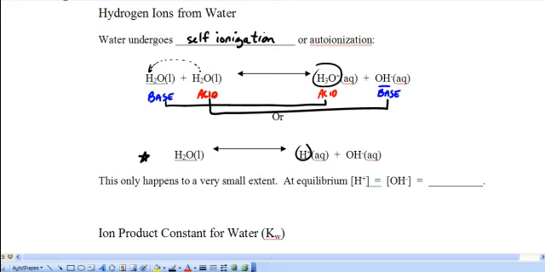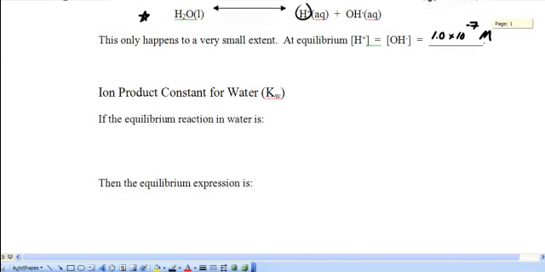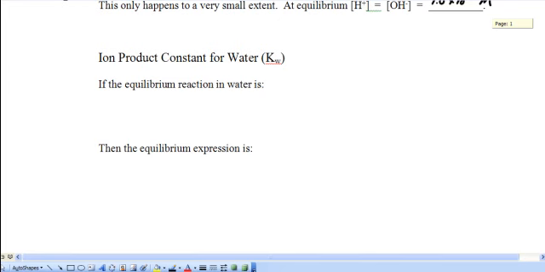Now, this autoionization only happens to a very small extent, and in fact, at equilibrium, the hydrogen concentration and the hydroxide concentration are only going to be 1 × 10⁻⁷ molar. Now remember, that really means 0.0000001, very, very small. But it does happen. And it is in an equilibrium, and the equilibrium constant will be the same at a given temperature.